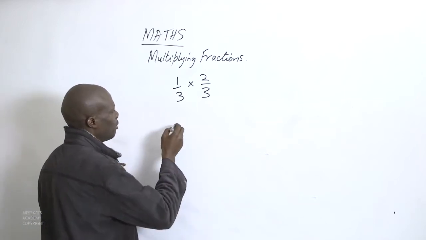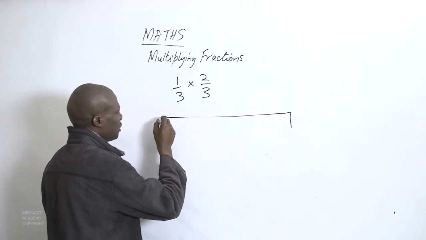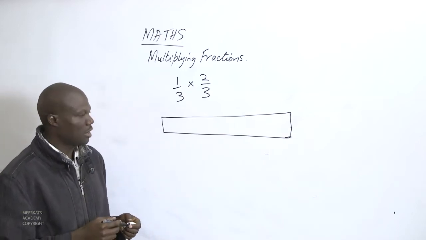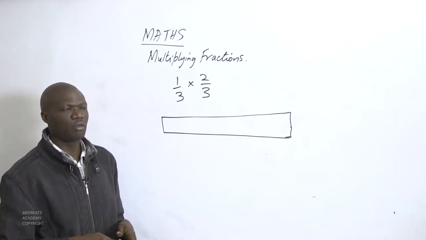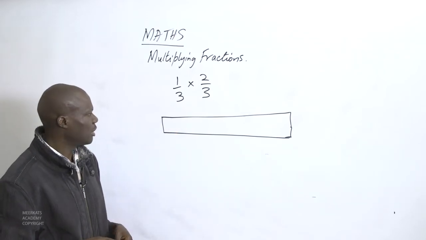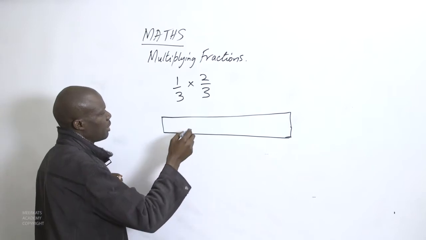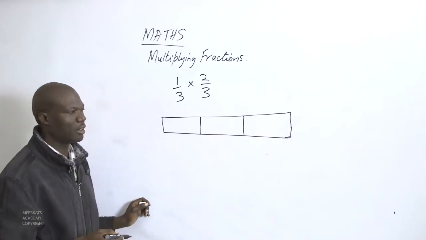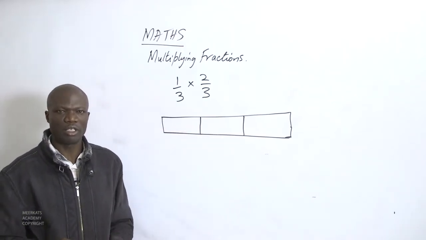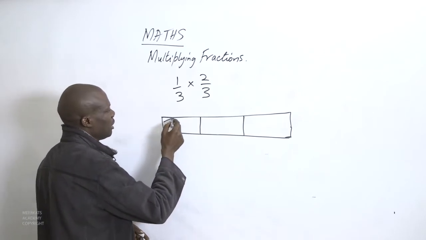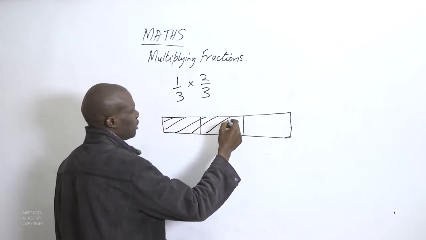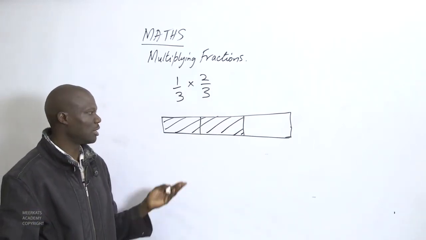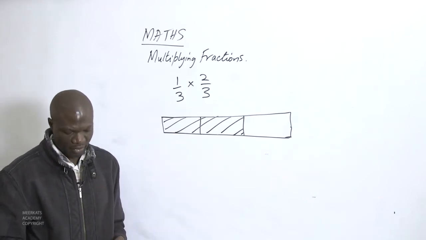So if this rectangular strip means a whole, then if we want to have a third of it, it will mean that we first divide it by 3. Each one of these is a third. And when we shade 2 boxes, then from here to here is 2 thirds. That is 2 over 3.